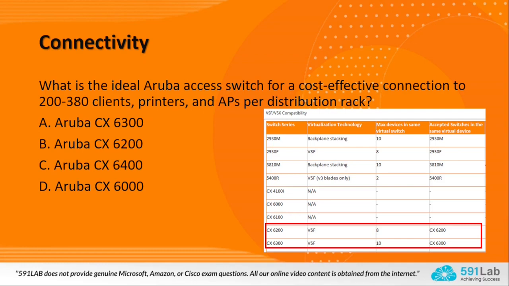Option C is Aruba CX6400. This is a modular core switch and it's not cost effective. It is more expensive than the other models here, though it can deliver port capacity of more than 380. So since it is expensive, option C is not correct. Option D is Aruba CX6000. This does not support stacking, so it is not possible to provide more than 380 ports. So this is not correct. Therefore, the correct answer is option A, Aruba CX6300.